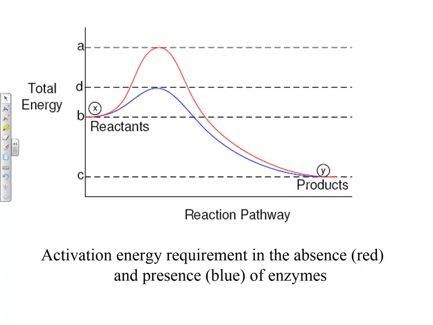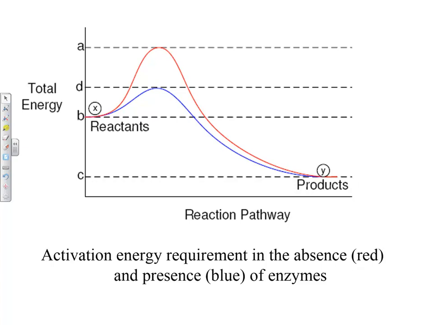Like in the case of a match, when you're trying to set fire to a piece of paper, the heat energy supplied by the match is going to make sure that you cross that hill and then the reaction gets going. Here, using an enzyme is going to lower the energy barrier. The reaction pathway now looks like this.